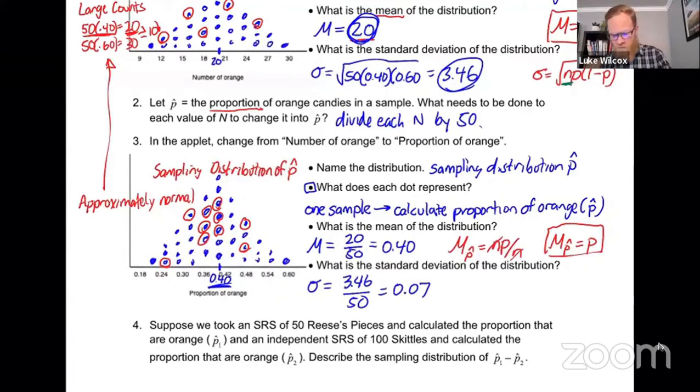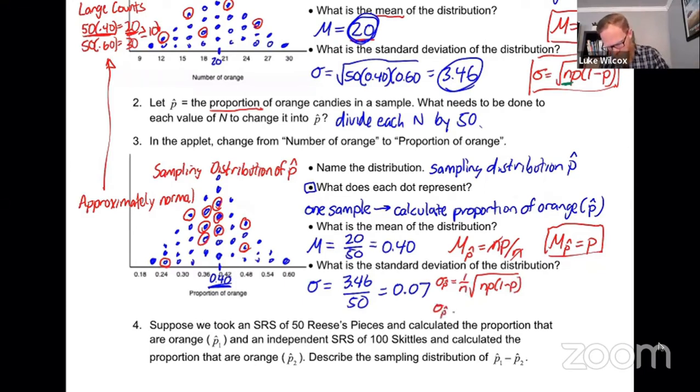Now let's see if we can generalize that into a formula here. Okay, the formula for the standard deviation of p hat. Well, we started with the formula for the standard deviation of a binomial distribution, which is the square root of n times p times 1 minus p. And then we divided it by 50. Well, to generalize, we're going to divide it by n. And instead of dividing by n, I'm just going to put a 1 over n out in front of it, which is the same as dividing by n.